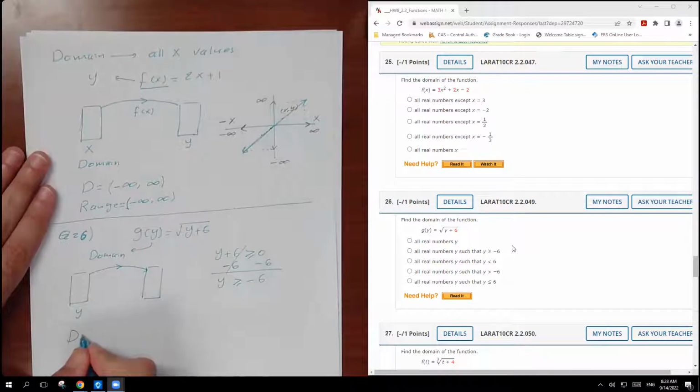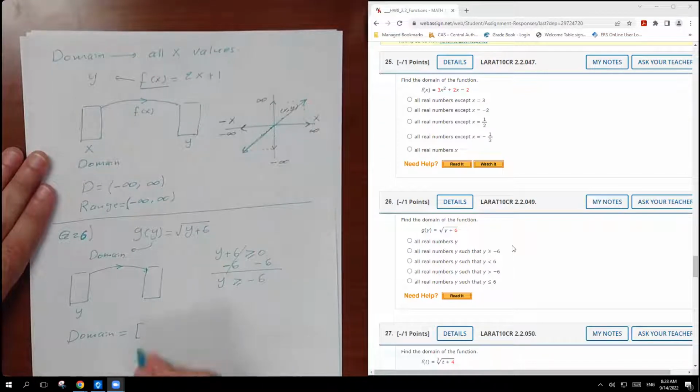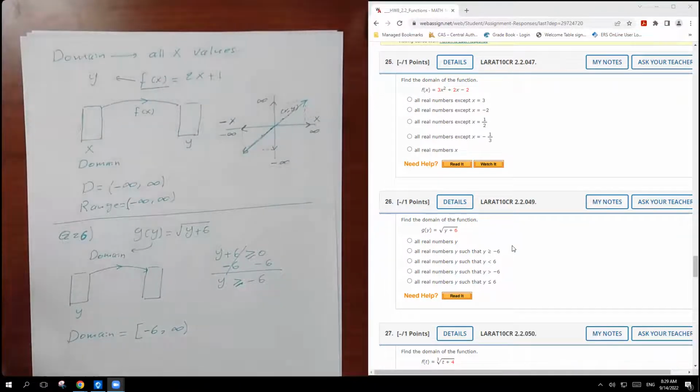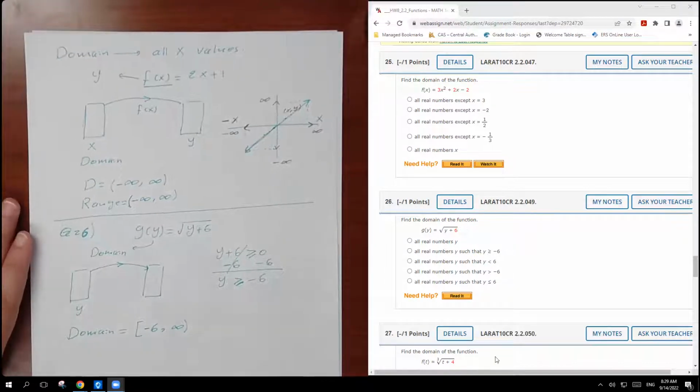The domain is going to be equal, y greater than or equal to negative 6. Greater than, that means going to this side. I'm going to put a bracket because there's an equal sign. So the domain starts from negative 6 and goes to the infinity. Always you're going to do exactly the same step when you have square root.